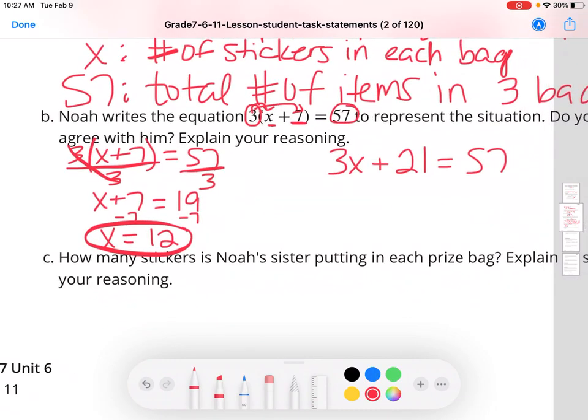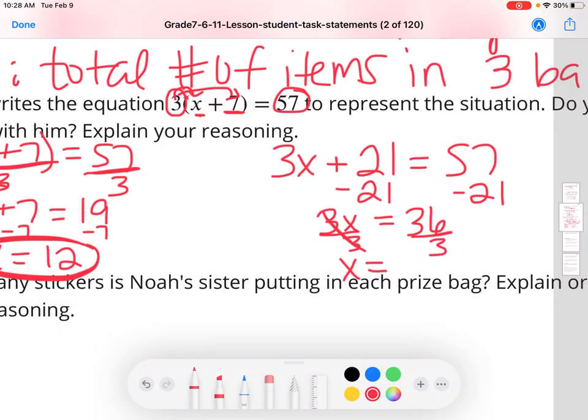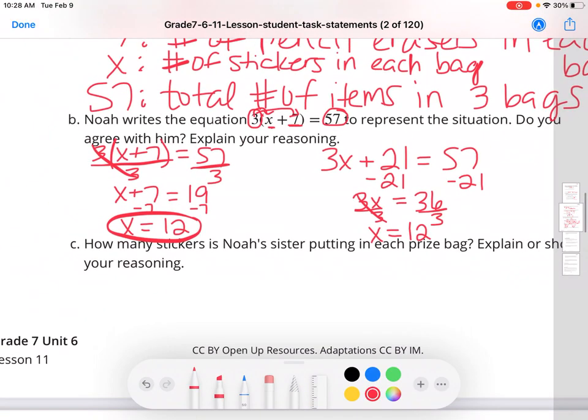Now, if you had solved the equation using the distributive property, now that you've distributed, I want to do subtraction first. So I want to subtract 21 from both sides. So that gives me 3 times x is equal to 57 minus 21, which is 36. And now I can divide both sides by 3. And that tells me that x is equal to 36 divided by 3, which is also 12. So she's putting 12 stickers in each bag.